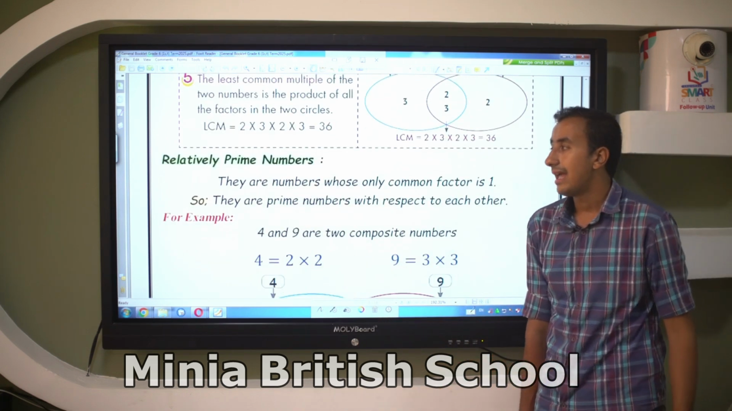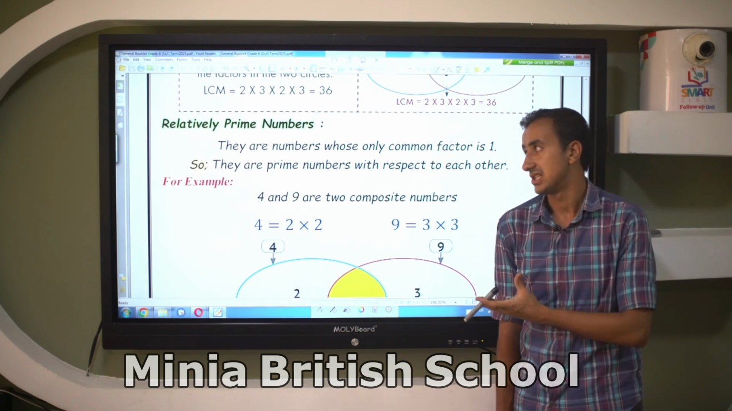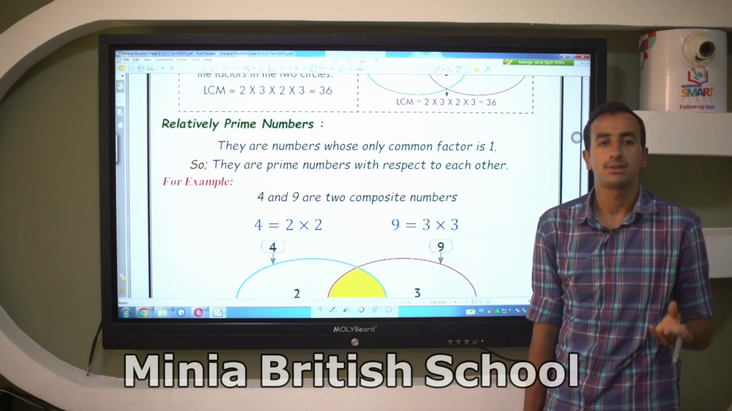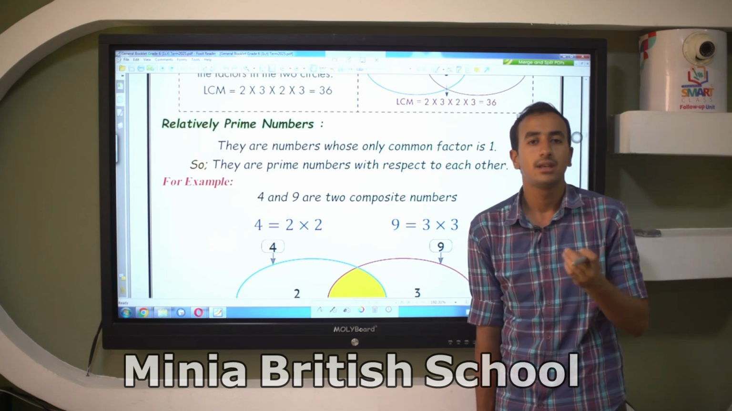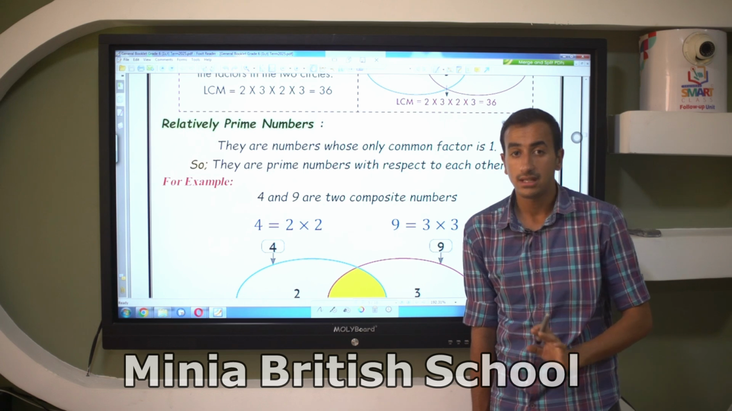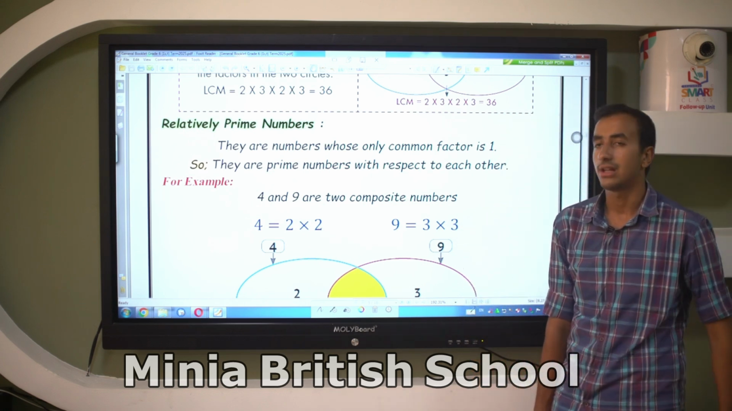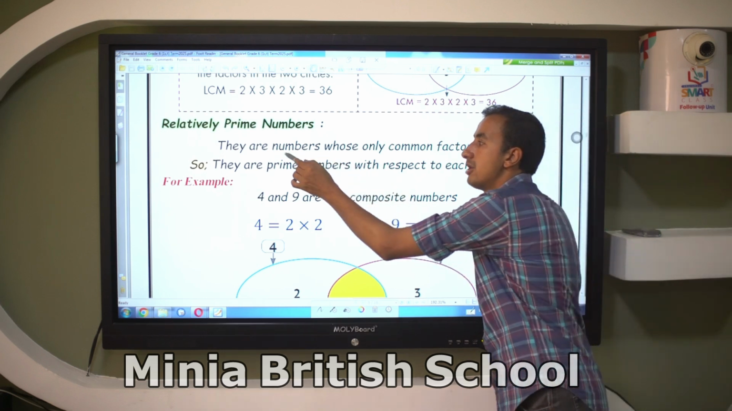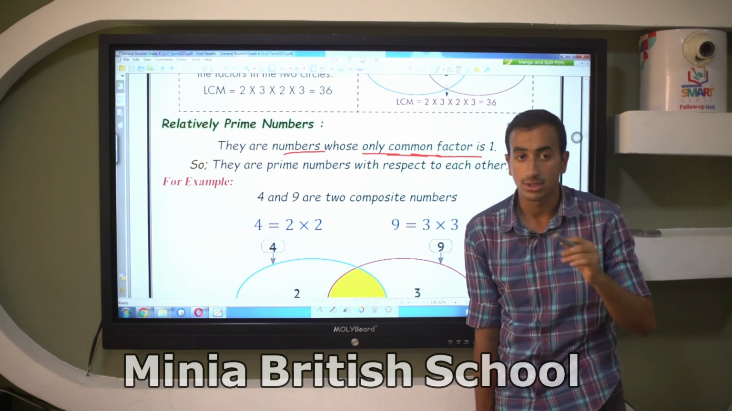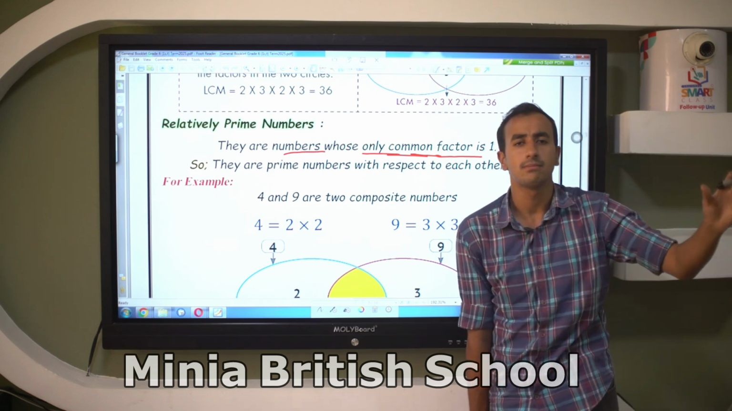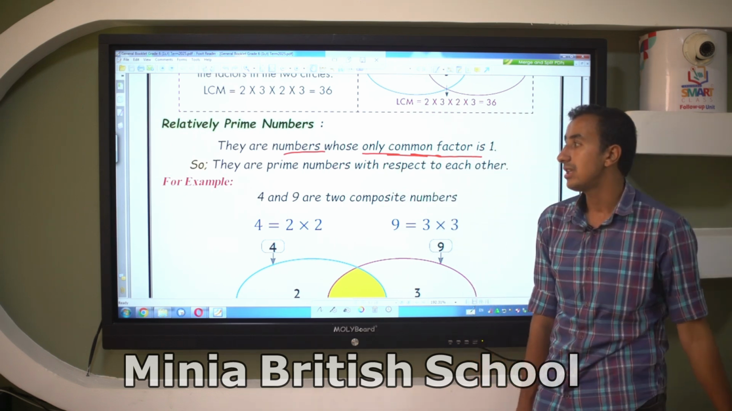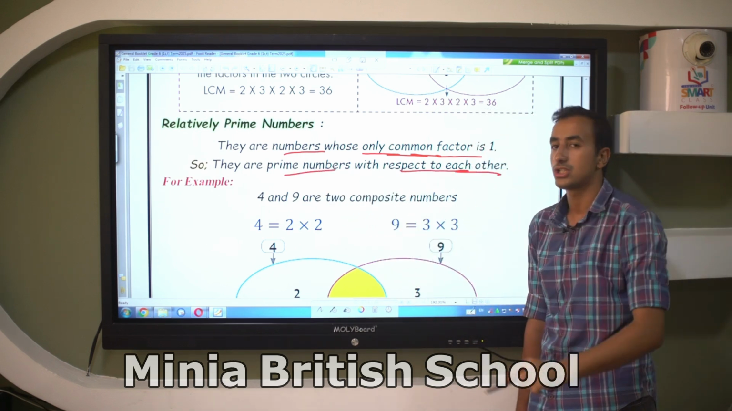let's go to a new definition for this lesson: relatively prime numbers. What about relatively prime numbers? I know that a prime number is any number that has only two factors, one and itself. Okay, but what about relatively prime numbers? They are any two numbers whose only common factor is 1. So they are prime numbers with respect to each other.